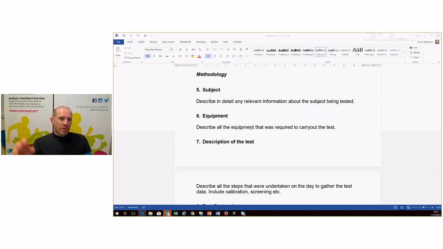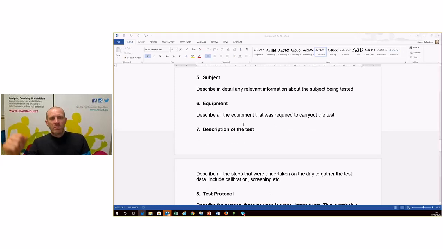Now, obviously, if I'm on the other side of the world, I can't have the exact same person, but I could have the same subject with the same height, weight, gender, etc. So we have enough information that the person can replicate your piece of work. So first of all, subject, relevant information, things like gender, height, weight. In this case, maybe athletic ability, how many times a week they train. Things that might have an effect on or might be relevant to your experiment.